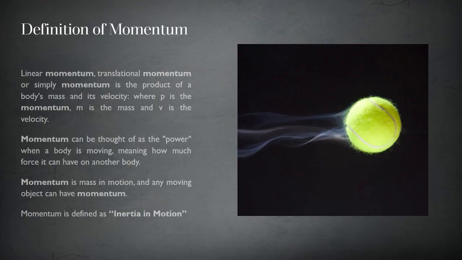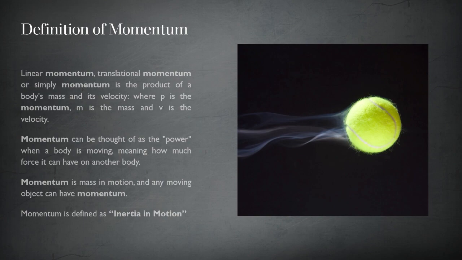So the first one, when we talk about momentum, what we call linear momentum or translational momentum, or simply momentum. It is the product of a body's mass and its velocity, where P is the momentum, M is the mass, and V is the velocity. Momentum can be thought of as the power of a moving body, meaning how much force it can have on another body. It's like when you have momentum while studying and someone disturbs you, there is a change in your momentum while doing something.